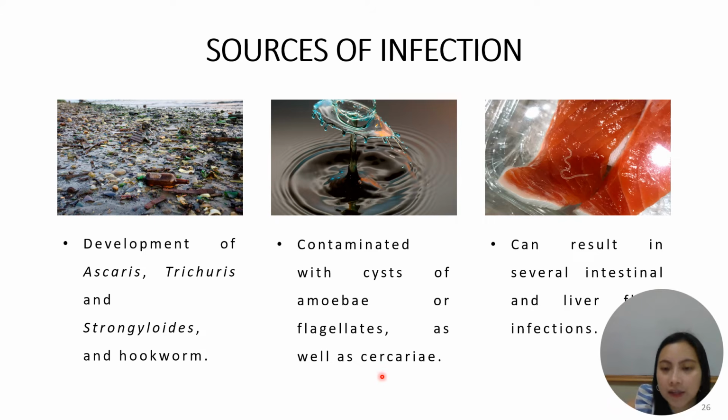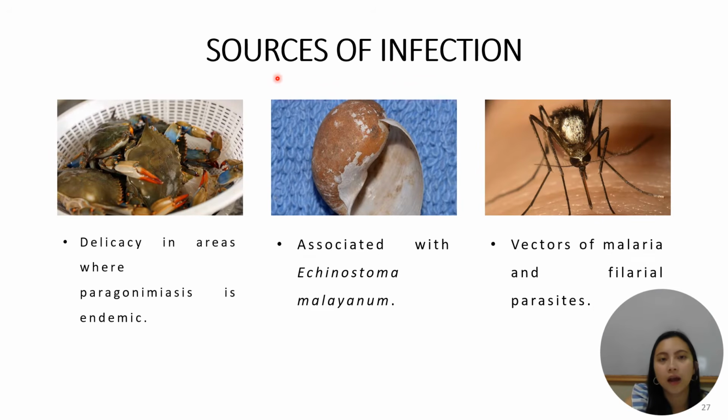For the cercaria, this is one life development stage of the trematodes. So we'll get to that soon. But for now, let's just know the sources of infection: contaminated soil, contaminated water, and also raw or undercooked fish, meat, or any type of meat. As what I've said in the previous slide, some sources of infection can be from the food that we eat. So there are also delicacies in areas where paragonimiasis is endemic.